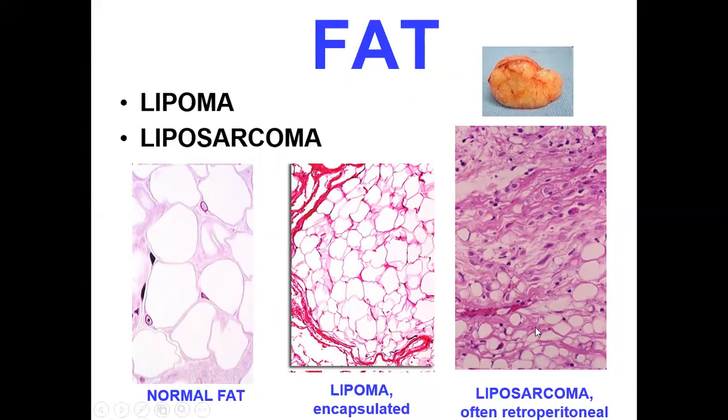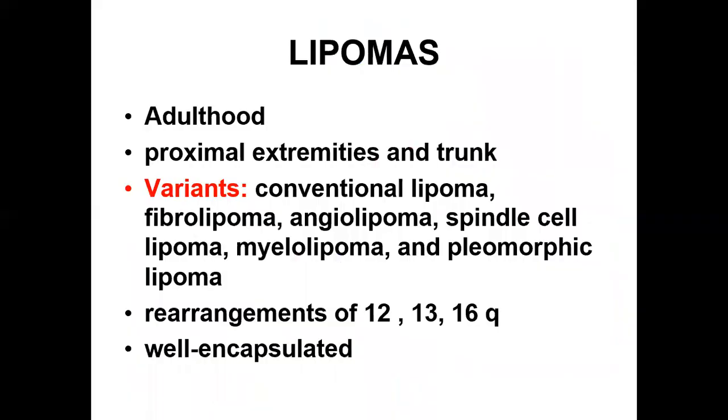And this is liposarcoma. There are fat cells as well as atypical spindle-shaped cells. So we will discuss these in some detail. So lipomas, they are often seen in adulthood, and the sites commonly affected are the proximal extremities and trunk.